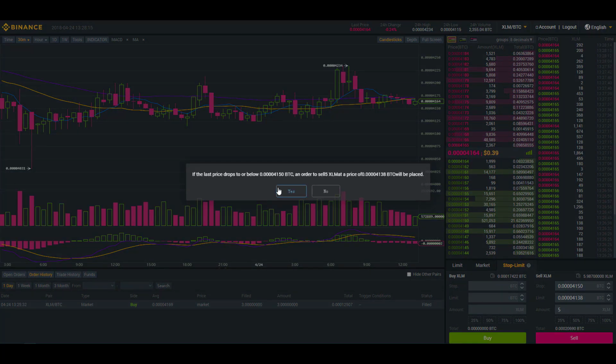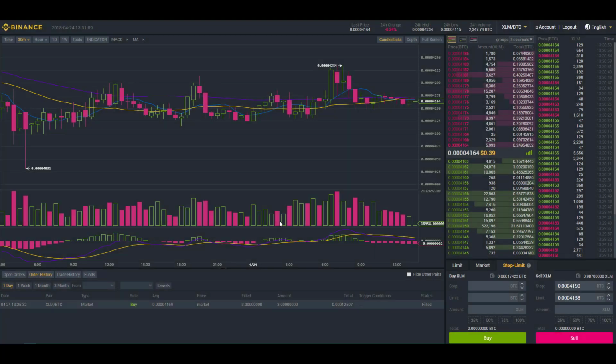Let's do this. Oh, you see, they have this notification: if the last price drops to or below this amount, BTC, in order to sell 5 XLM at the price of this limit, BTC will be placed. Yes. And that's it.